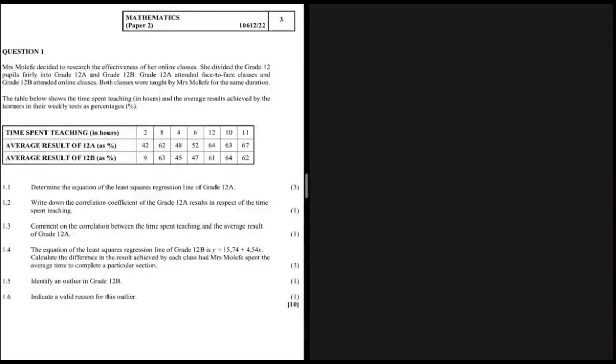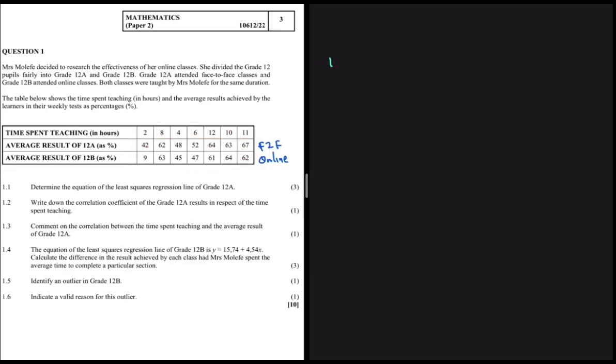So let me just brief you on what's happening here. We have a teacher with two classes, 12A and 12B. In 12A, they're having face-to-face classes, and in 12B, they're having online classes. This table gives us the time spent teaching the two classes. Here we have the average weekly results of 12A, and here we have the average weekly results for 12B. So that is the data we're dealing with here.